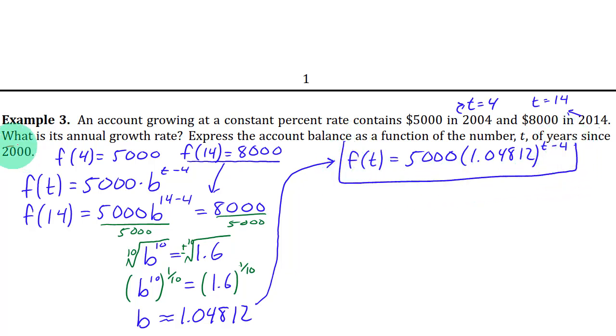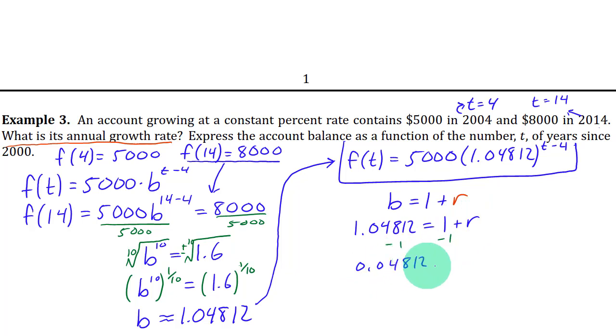It's also asking, what is the annual growth rate? I haven't quite found that out. The annual growth rate is always going to be what the r is when you write the b in the form 1 plus r. So in this case, 1.04812 is the b. And if that's 1 plus r, you can just subtract 1 to get r, and you get 0.04812. And as a percentage, if you move the decimal place over 2 spots, that gives you 4.812%.